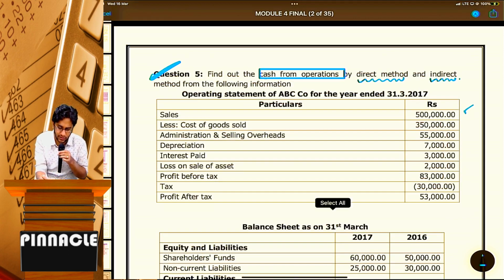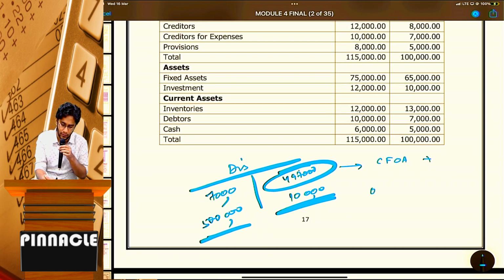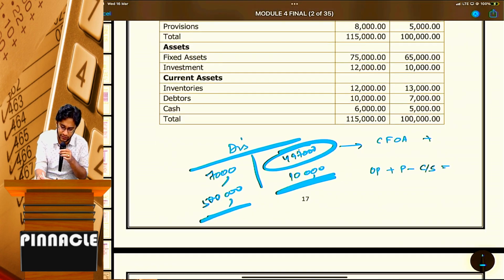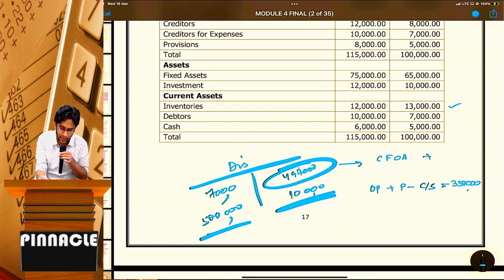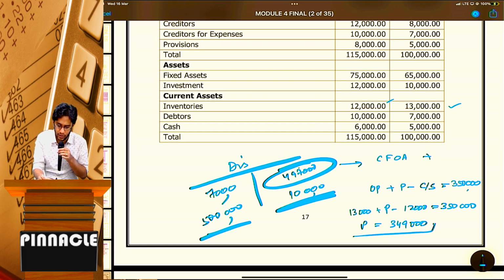Likewise, when you see cost of goods sold, 3,50,000. Cost of goods sold's formula is what, sir? Opening stock plus purchases minus closing stock. That they gave it to you as 3,50,000. In this, opening stock and closing stock you can pick up from the balance sheet. So that is 13,000 plus purchases minus 12,000 is equal to 3,50,000, which means purchases will be equal to 3,49,000. Right?